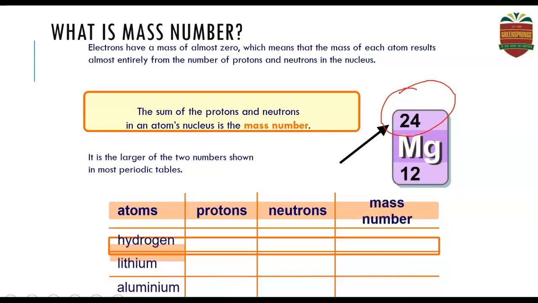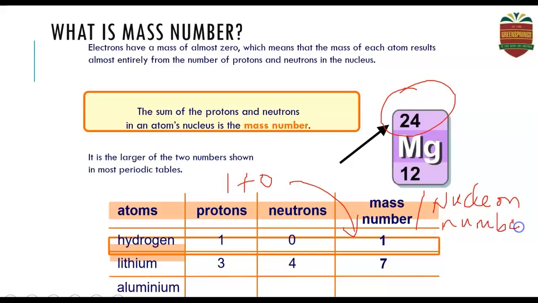You have hydrogen, you are given the proton and the neutron. Since proton plus neutron, that is simply 1 plus 0. So this gives us 1. And for lithium, proton is 3, neutron is 4. Add 3 plus 4 and you get 7. That is the mass number. This mass number can also be called nucleon number, because the protons and neutrons are in the nucleus of the atom.